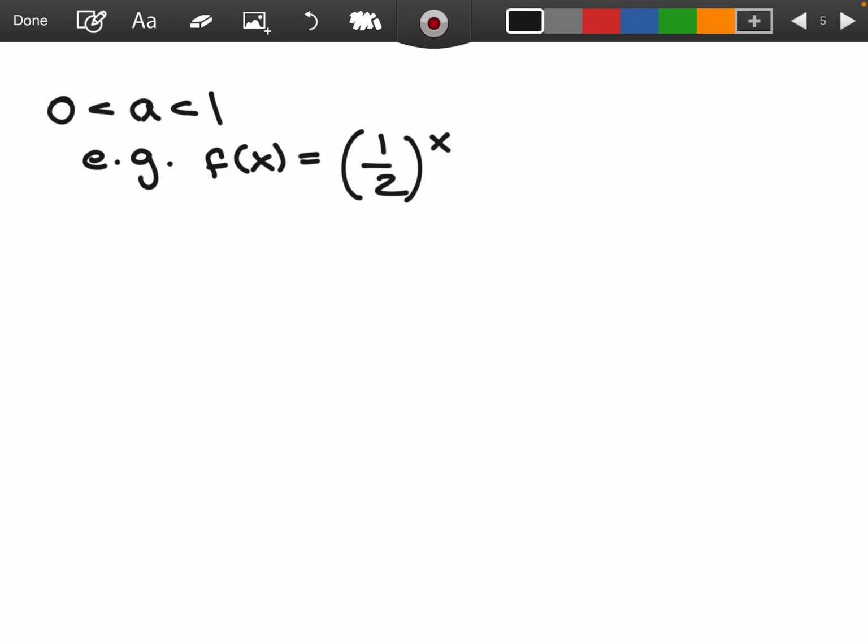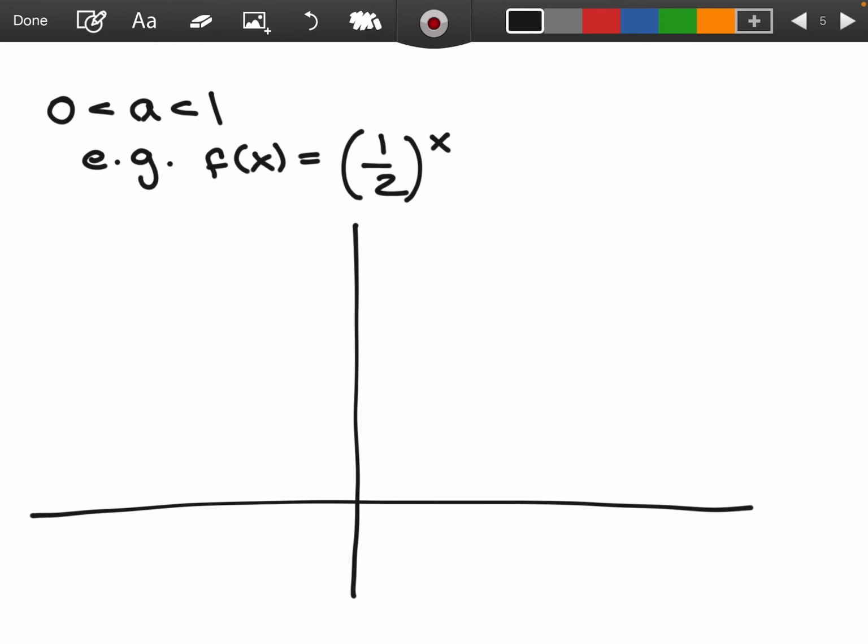You can see this just by using small values of x, because if x was 1, I would end up with f of x was 1/2. If x was 2, then my function value is 1/4. Well, 1/4 is less than 1/2, therefore I'm getting smaller as x is getting larger. Again, when x is 0, I still get 1. Anything to the power 0 is 1 apart from 0. So I know that I'm still going to go through that point 0, 1, but this time I'm going to fall as x gets larger.